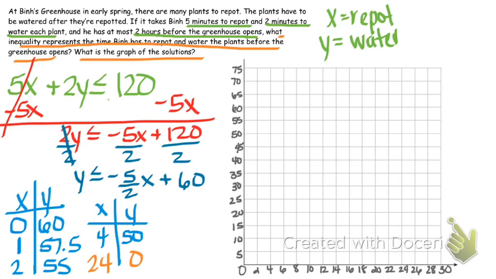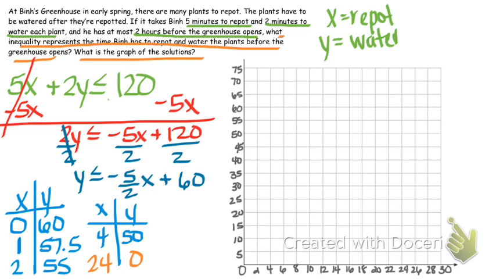So then I wanted to know, okay, where will this stop? So I wanted to know if I watered no plants, 0 plants, how many plants I could repot. When I worked that problem out backwards, I found out that x equals 24. So that means I can repot 24 plants if I don't water any. So if this is the case, I can graph this inequality.